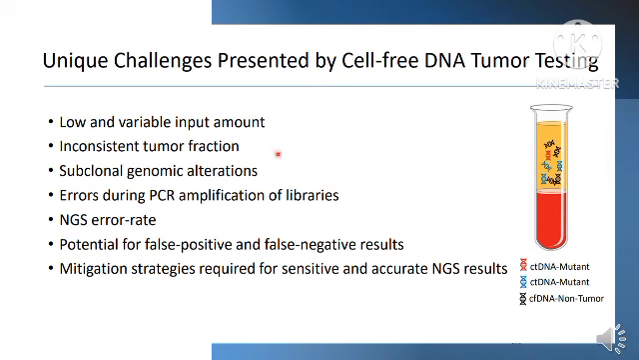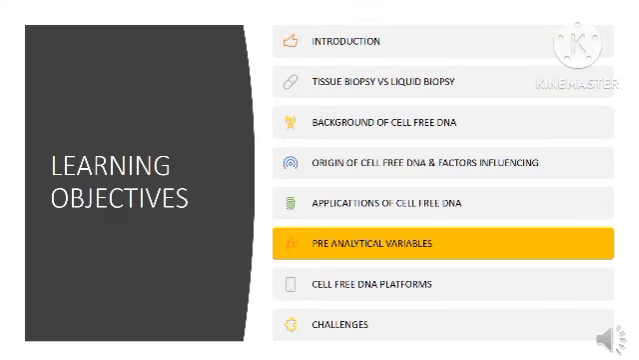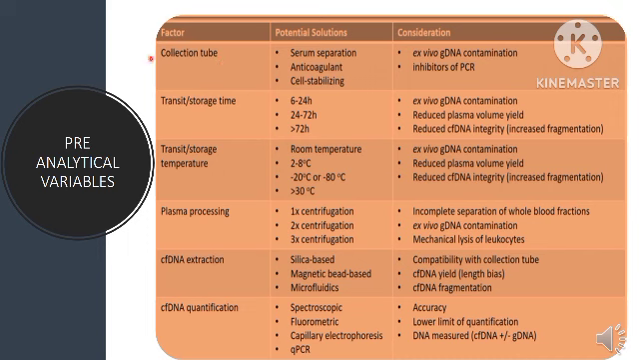So to overcome all these challenges, we need to follow some protocols for successful detection of true variants in the cancer patient. Let us see the pre-analytical variables. Starting from the collection tube to the cell-free DNA quantification, everything should be chosen very cautiously in order to minimize the errors.